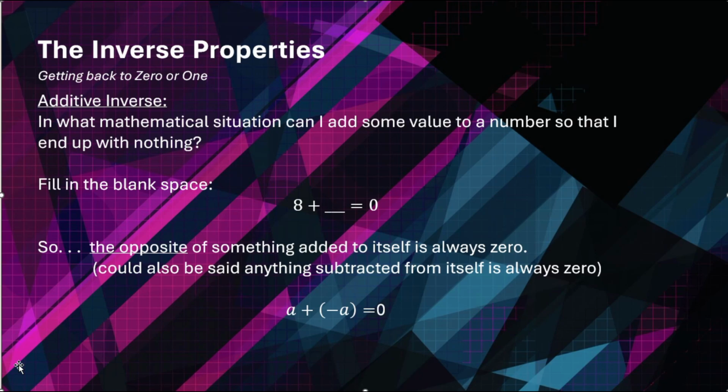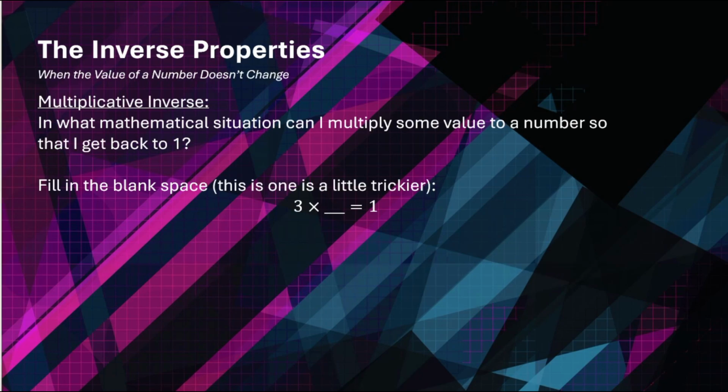So, what we can then say is that the opposite of something added to itself is always 0. Okay. And like I said, you can also reword this as saying anything subtracted from itself is always 0. But again, it's called the additive inverse, so we're going to state it in terms of addition. So symbolically, that means we have a plus negative a equals 0. All right, let's move on to the multiplicative inverse.